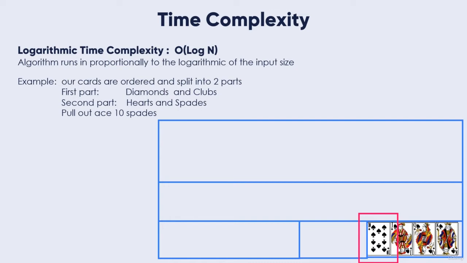So we are not looking through all the elements of these cards. We are not searching one by one for these cards. We are just eliminating half every time, in order to get to a certain level. So this time complexity is a logarithmic time complexity.